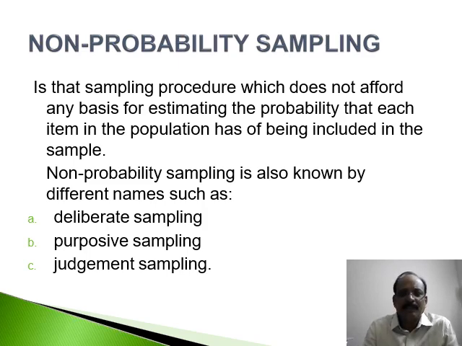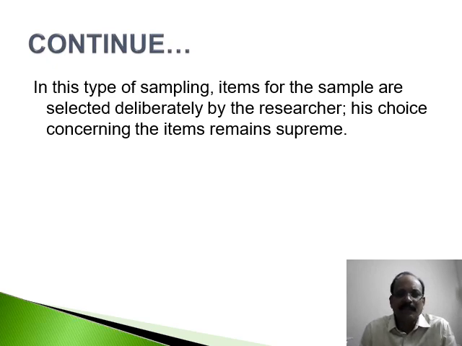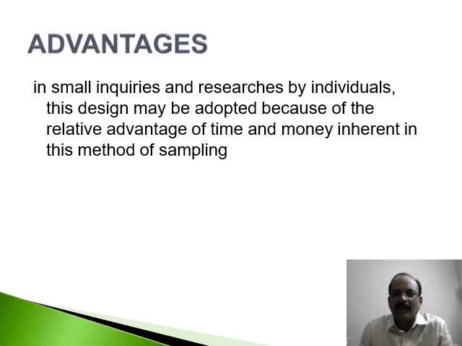And what is deliberate or purposive? In this type of sampling, items for the sample are selected deliberately by the researcher, by the researcher's choice, and his choice remains supreme. What he has to select, he can go for that. So purposefully, deliberately, he can select those particular items, but there is no mechanism for that. Whatever is in his mind, he can apply directly.